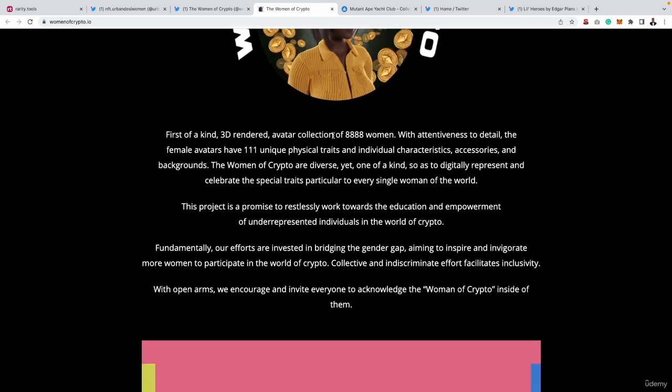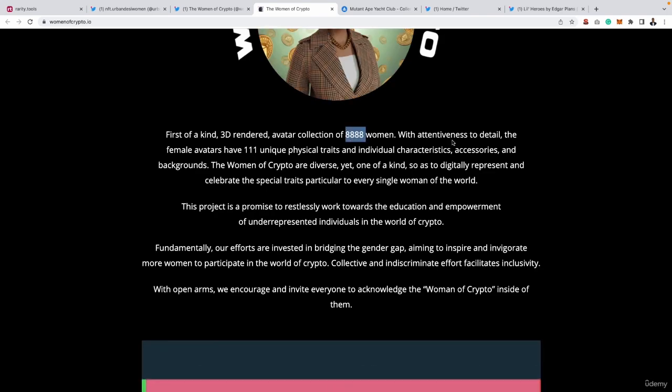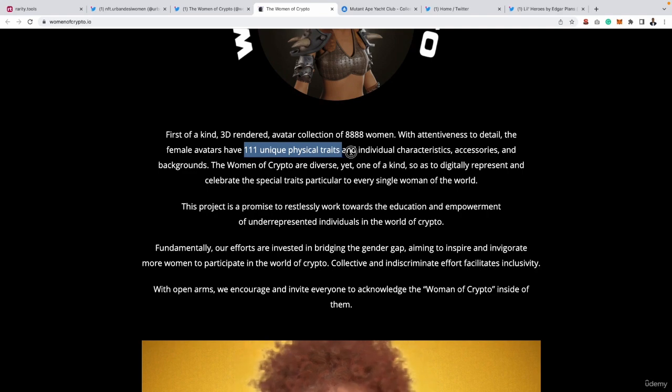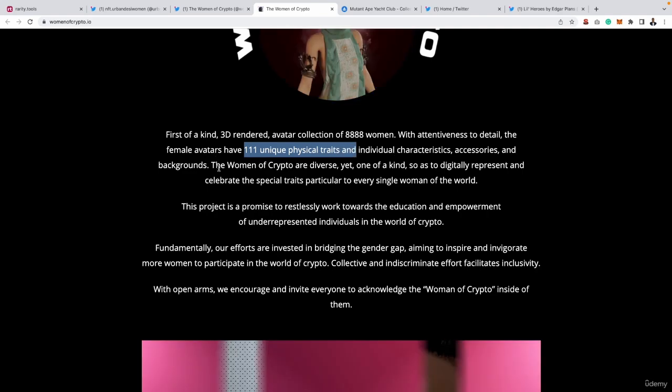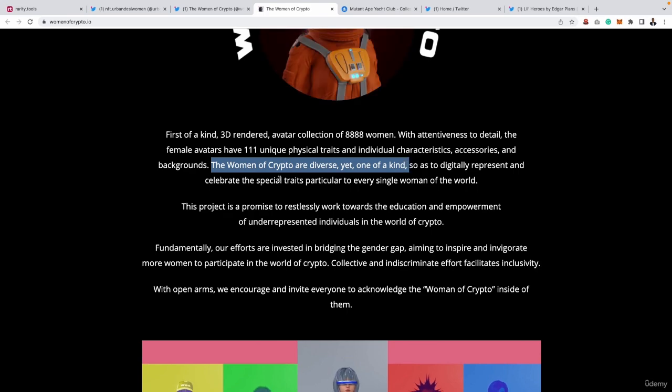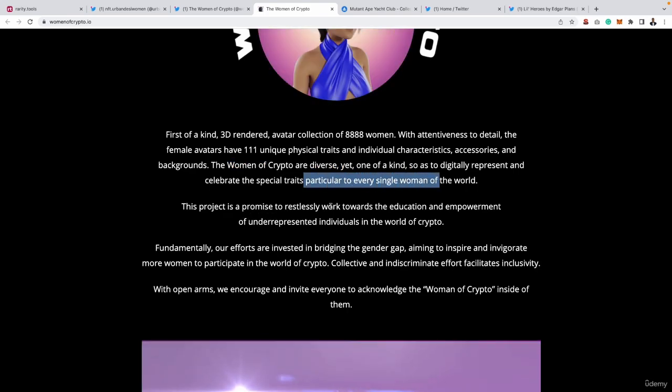First of a kind 3D rendered avatar collection of 8,888 women with great detail, female avatars, 111 unique traits and individual characteristics, accessories and backgrounds. The Women of Crypto are diverse to celebrate the traits of every woman of the kind. The project is a promise to resolutely work towards education and empowerment.